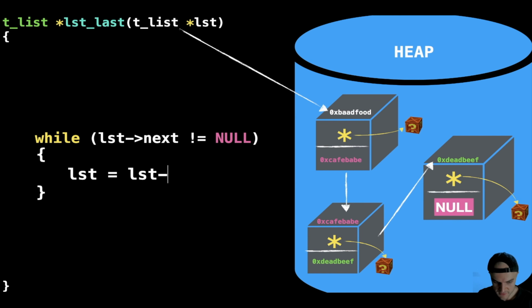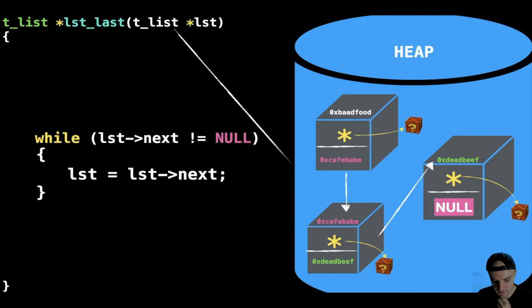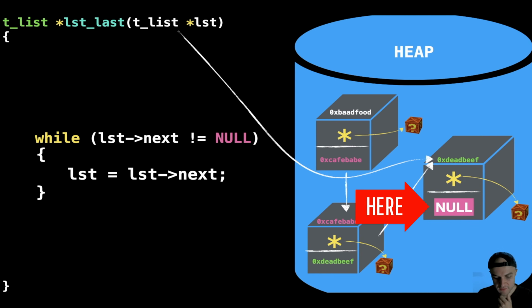So let's see the visualization. We say list equal list next. I have initially the pointer list pointing to bed food. Then the pointer points to cafe baby, the second one. As you can see, list next is different from null. In this case, it is different from null because it is that beef, the next pointer. So I go on the next node. And this time we check list next different from null. In this case, it's not true because the next is equal indeed to null. So the while loop is going to end. We're done. This is the pointer, the actual pointer that we want to return, that beef.